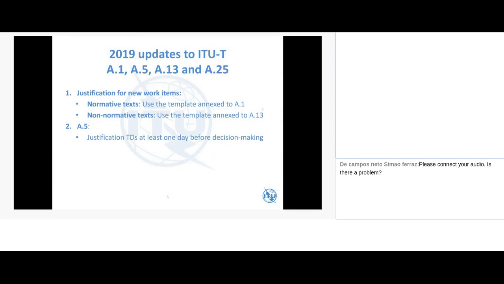In A5, the A5 contains refinements. One of them would be that the justification TDs, so A1 or A13, needs to be submitted at least 1 day before the meeting. So there's no longer the option to submit justifications at the start of the closing plenary, for example. There's also some clarifications about who exactly qualifies when A5 justification is needed for partnership projects. This is a little detailed, but just to highlight the changes that may have passed by.